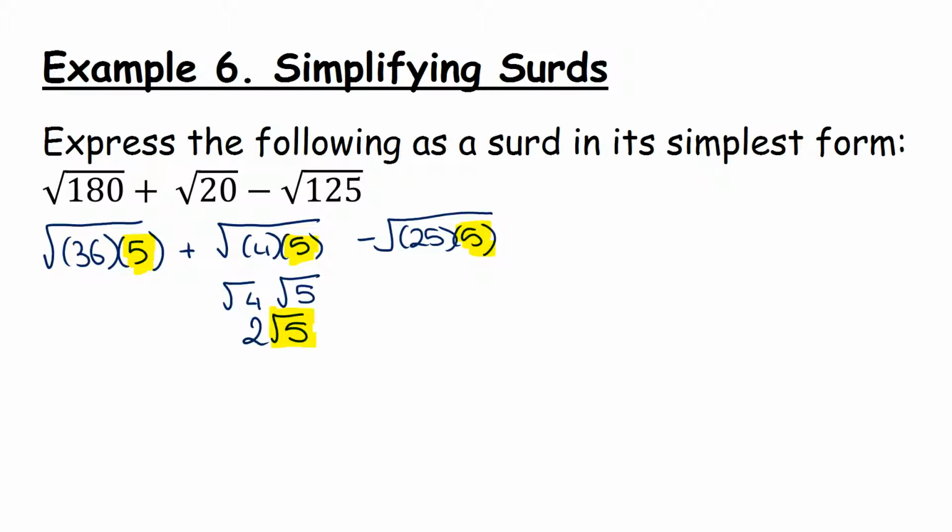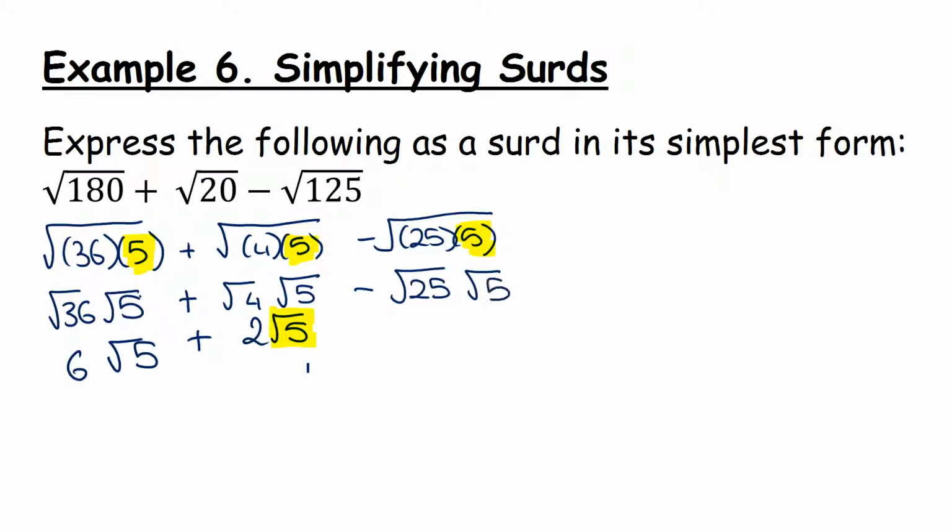So let's tidy up here. What we have now is the square root of 36 by the square root of 5, and the square root of 36 is 6, so 6 root 5, plus we still have our 2 root 5, and let's clean up the last term here. It's going to be the square root of 25 by the square root of 5, which is minus 5 root 5. So what I have here is 6 square roots of 5 plus 2 square roots of 5 minus 5 root 5.